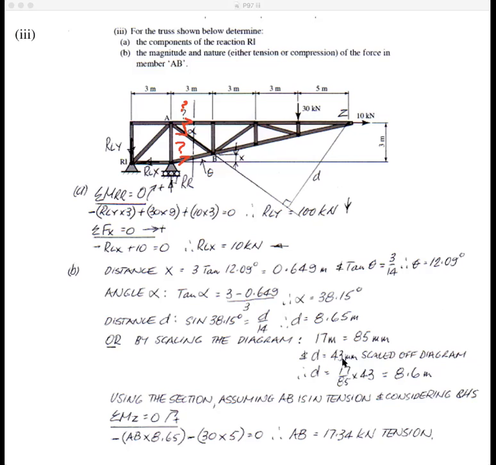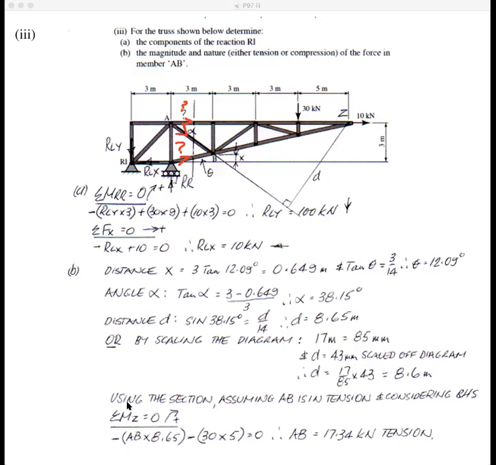And that's 43 millimeters. Now the ratio, 1 millimeter is equal to 17 over 85. So you multiply it by 43, and millimeters cancel, and you're left with meters. And so you've got 8.6 meters. And see how accurate it is. It's a very accurate way of doing it.